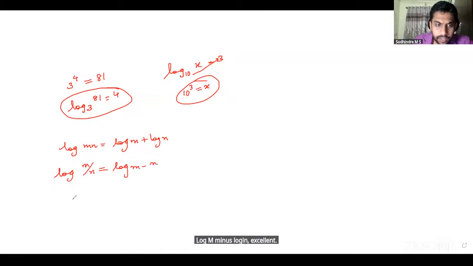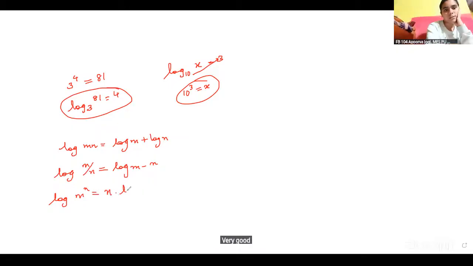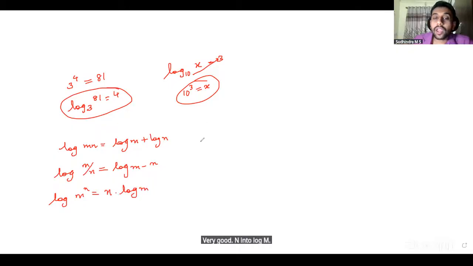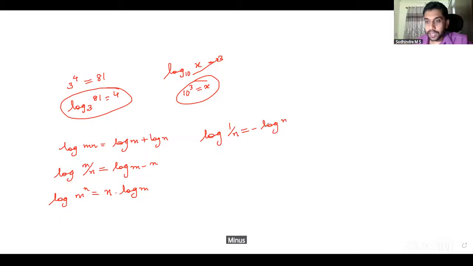Excellent. Likewise, if I have log of m whole power n, it is n into log m. Very good. If I have log of 1 by n, it is minus log n. Very good. Correct. These were the main properties that we discussed.